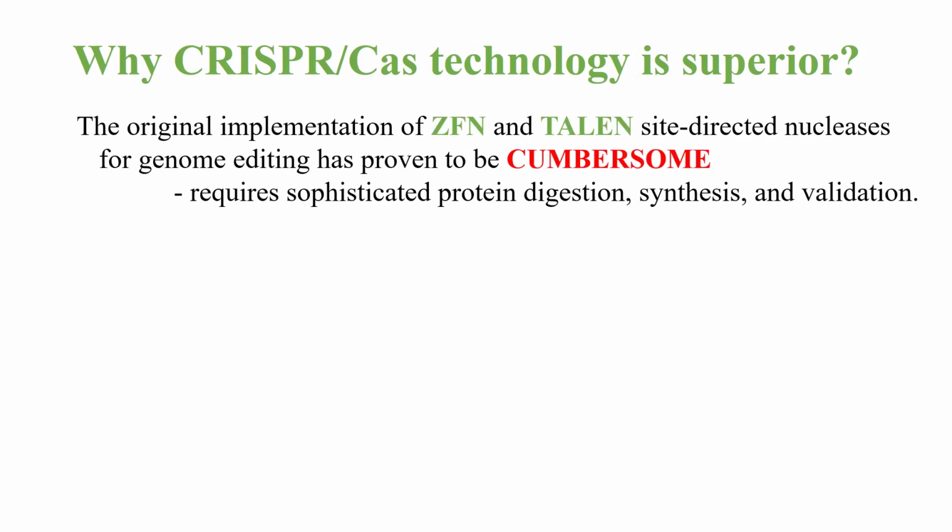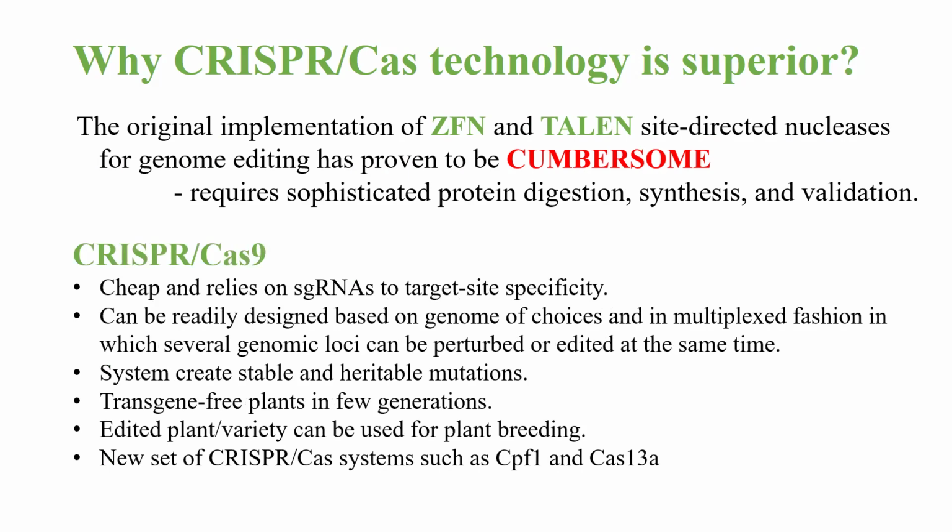It is superior because the previous zinc finger nuclease or TALEN, they are cumbersome. Why? Because both methods require sophisticated protein digestion, synthesis, and validation. 3D protein structure and their digestion synthesis is really complicated. But on the other hand, the CRISPR-Cas system or CRISPR-Cas9 system, 9 is more popular, but there are many CRISPR-associated proteins or enzymes that have already been discovered in eukaryotes.